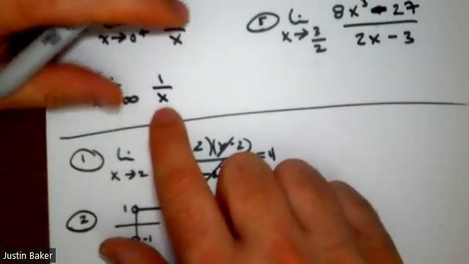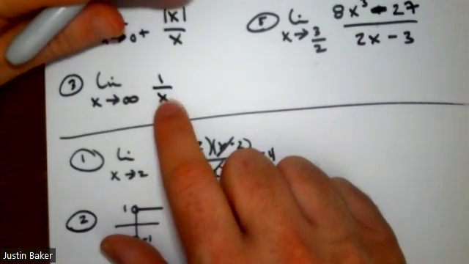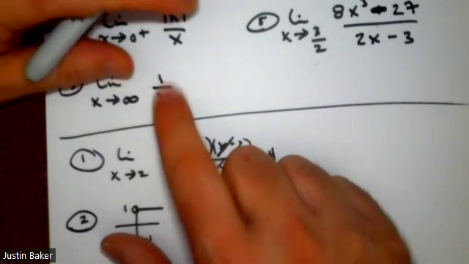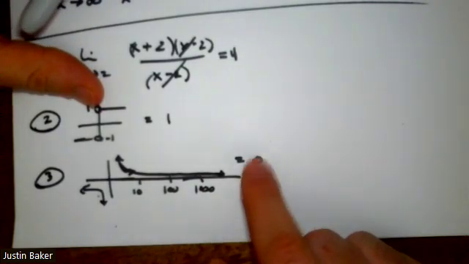As these numbers get bigger, as I plug in 10, it's a tenth. 100 is a 100th. 1,000 is a 1,000th. As this number gets extraordinarily big, 1 over a very big number is very, very close to being the same thing as 0.